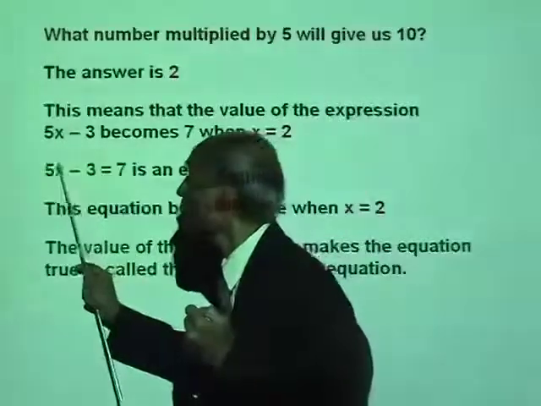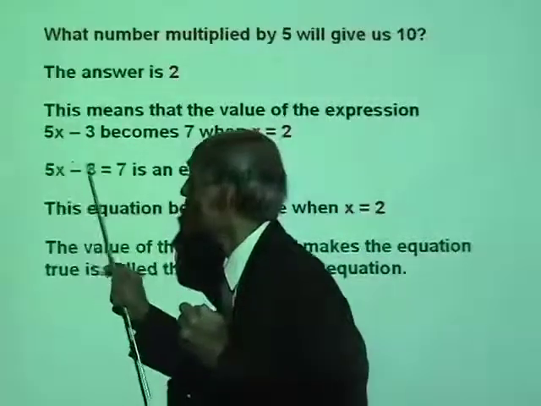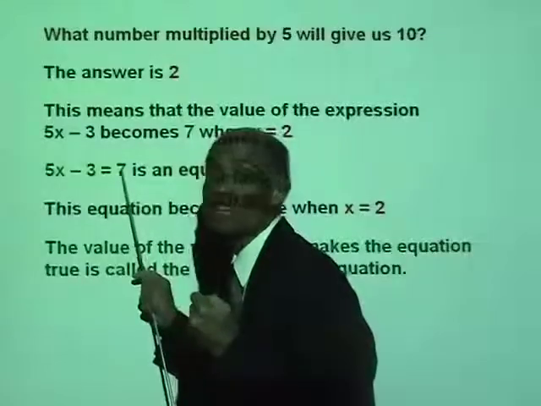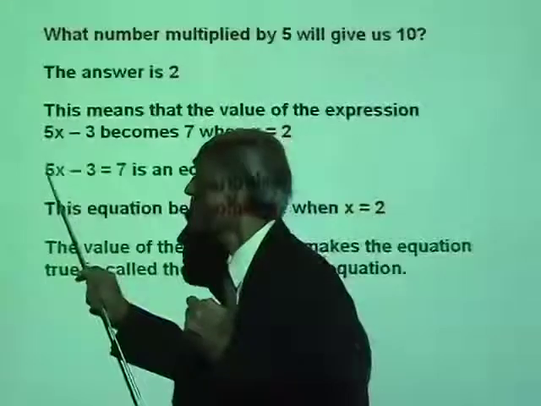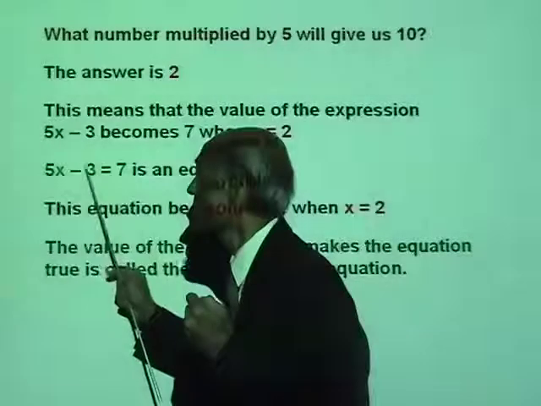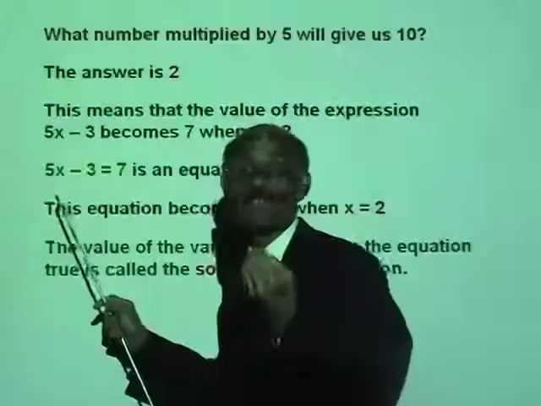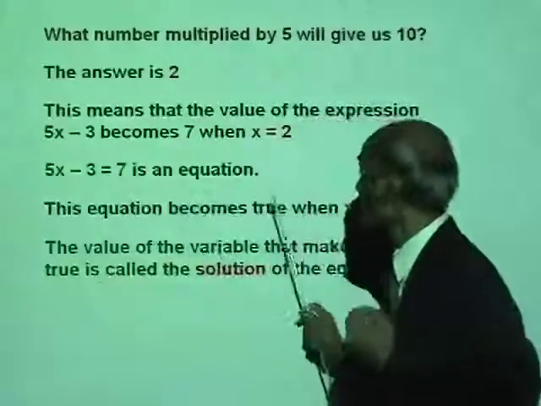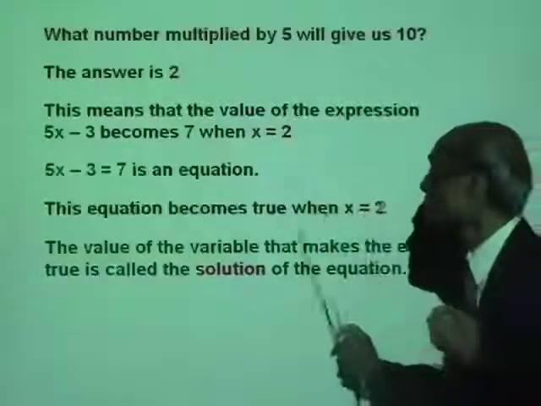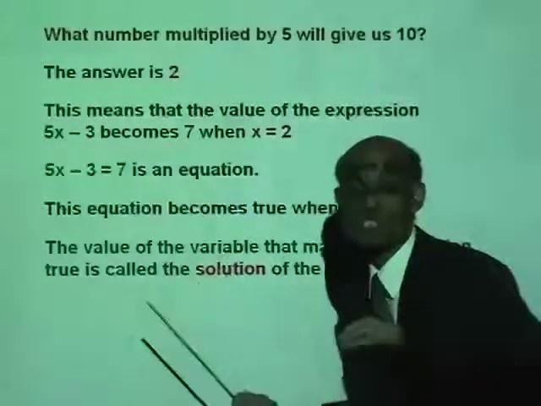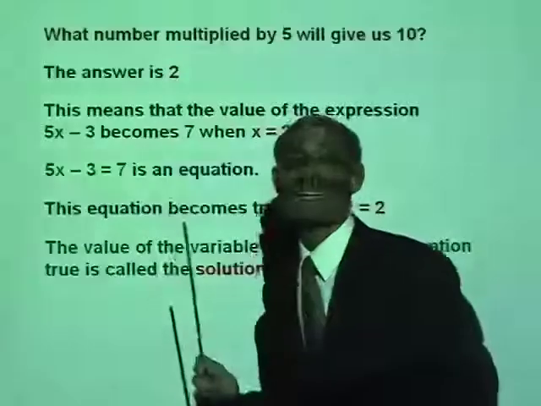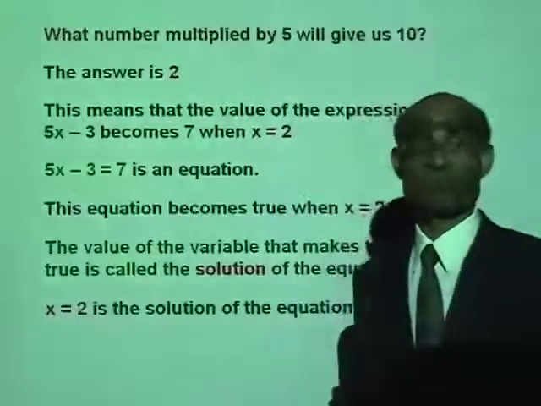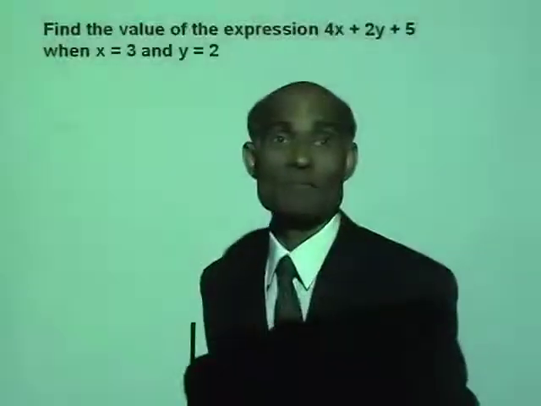For what value of x is 5x minus 3 equal to 7? When x equals 2, you get 5 times 2 is 10. 10 minus 3 is 7. And therefore, we say x equals 2 is the solution of the equation 5x minus 3 equal to 7. Alright, let's try another one.